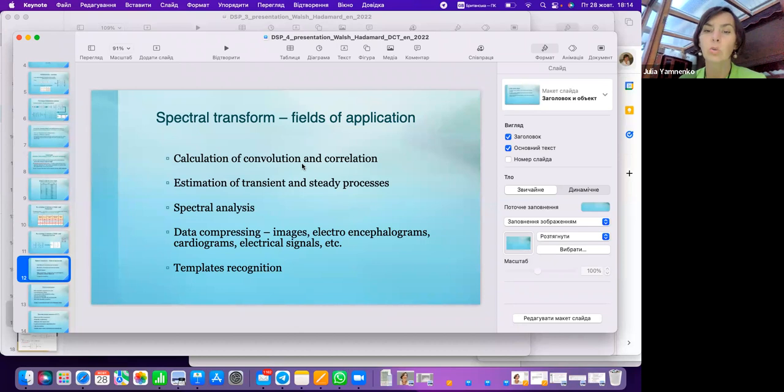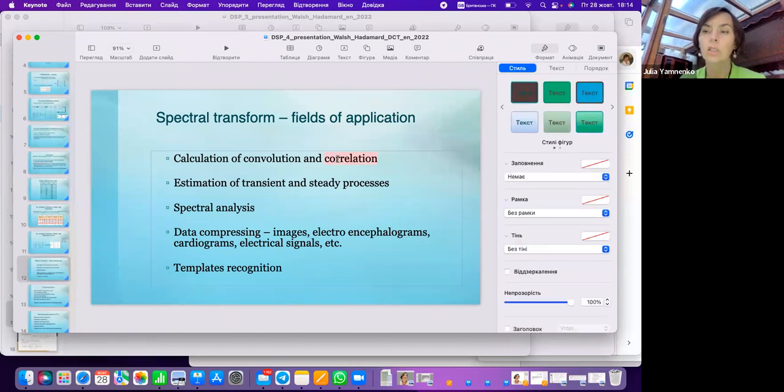As regards correlation, it's a task of defining the similarity between some processes or some signals. So how similar is one signal to another one, and how much they are similar, or they are the same, or they are opposite, or they are not similar and have no connection between each other. It's all the task of correlation. Estimation of transient and steady processes, I told you already.